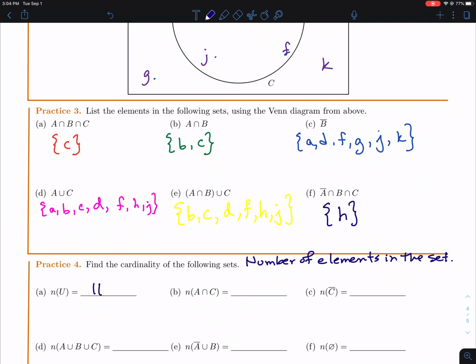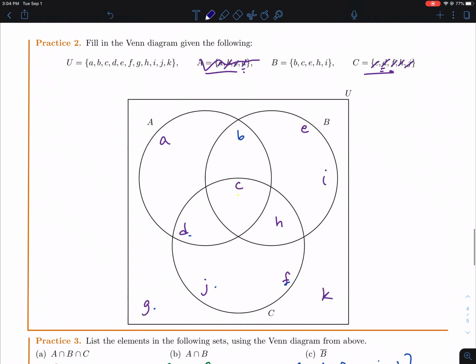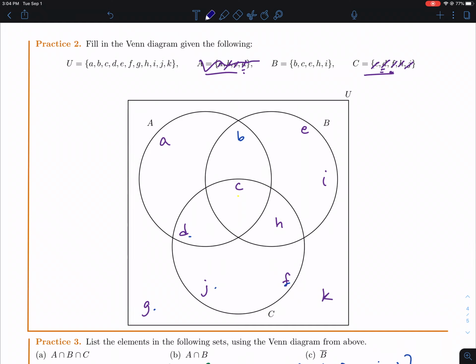So that's it. So the number of elements in A intersect C. Again, if we were to look at what A intersect C is, it's just going to be this part that A and C have in common. So the elements that are in there are C and D, but all we want to know is just the number. So in this case, we just say 2.